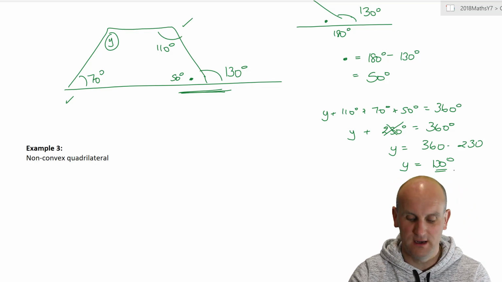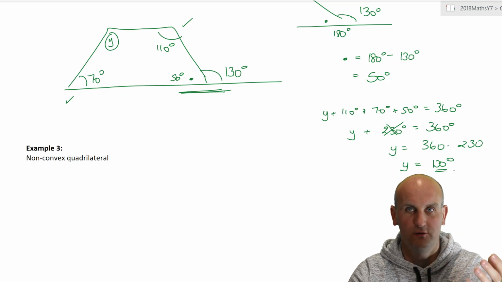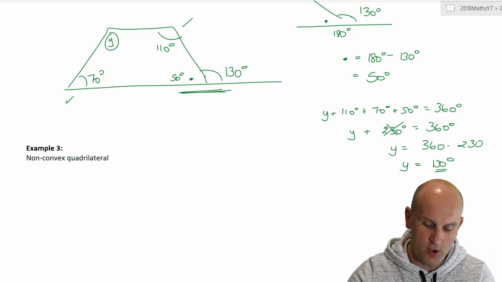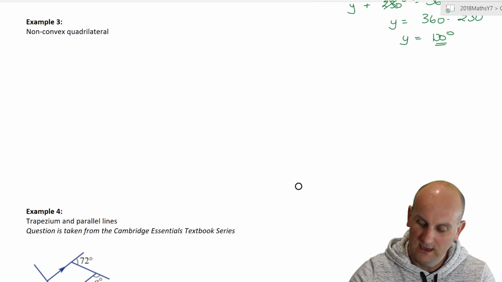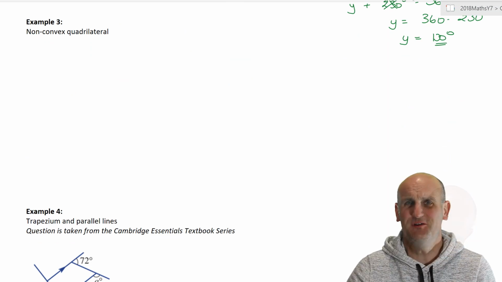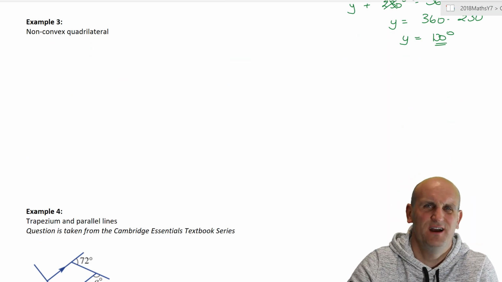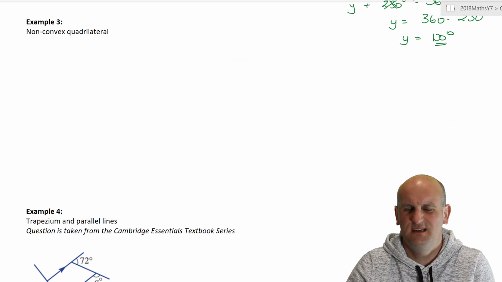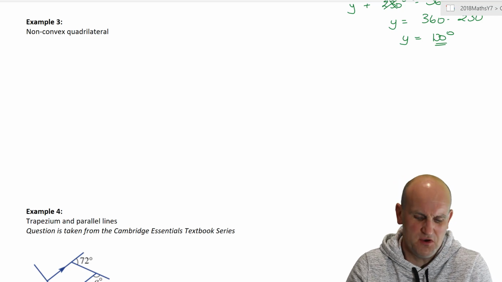See how this works? Pretty much the same. Now we've just got quadrilaterals and straight lines. What about a non-convex quadrilateral? Can we work this out? Well, of course we can. We know that angles inside a quadrilateral add up to 360 degrees. Doesn't matter whether it's convex or non-convex.